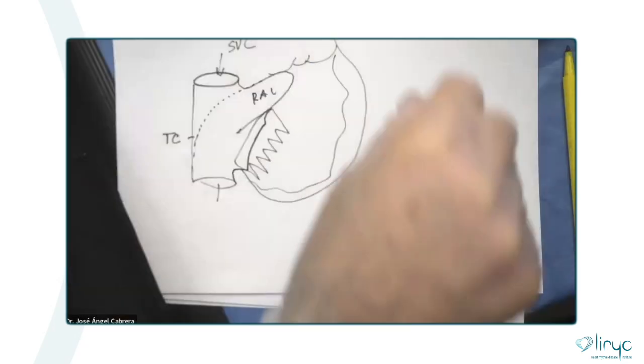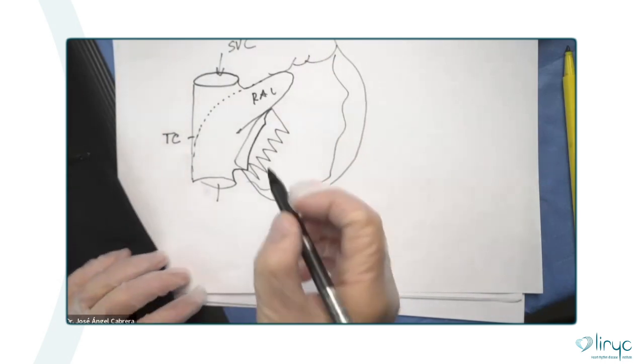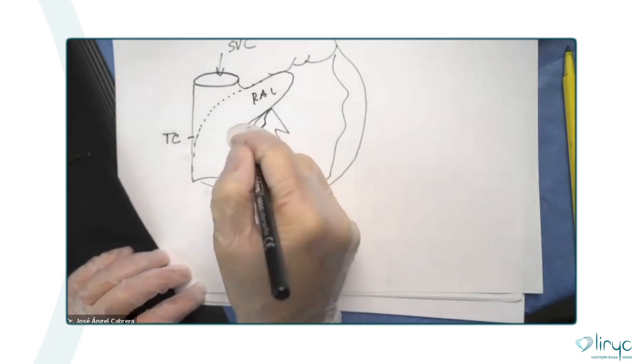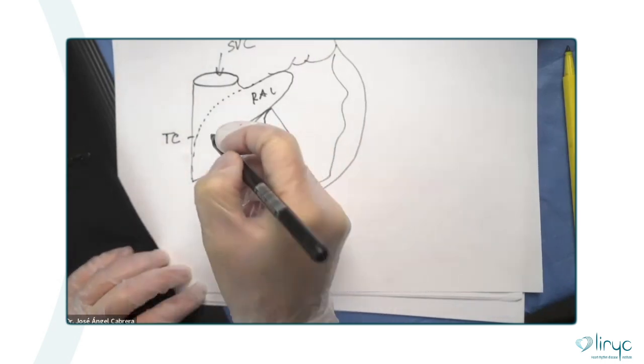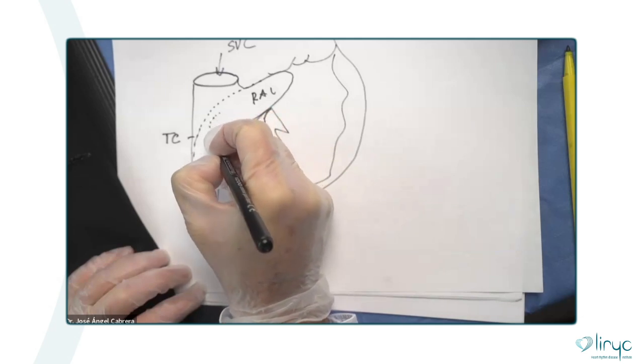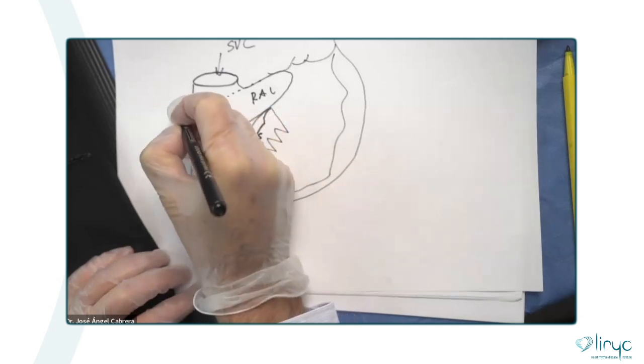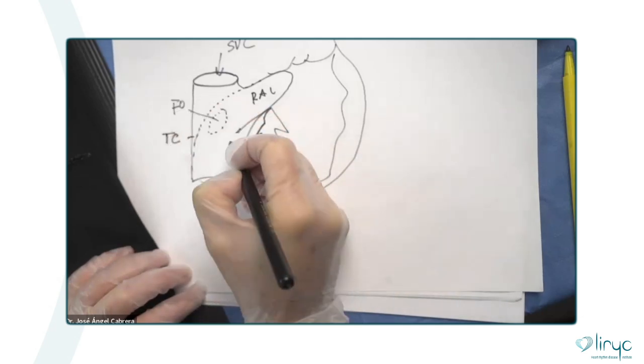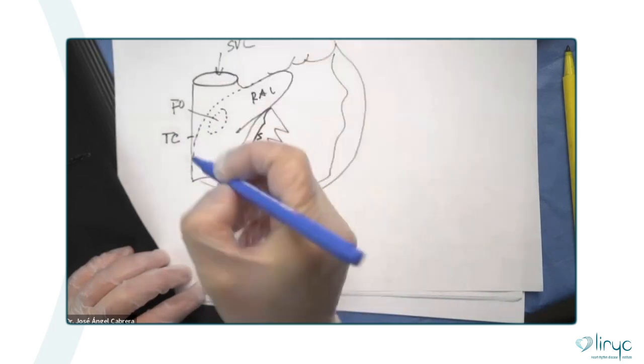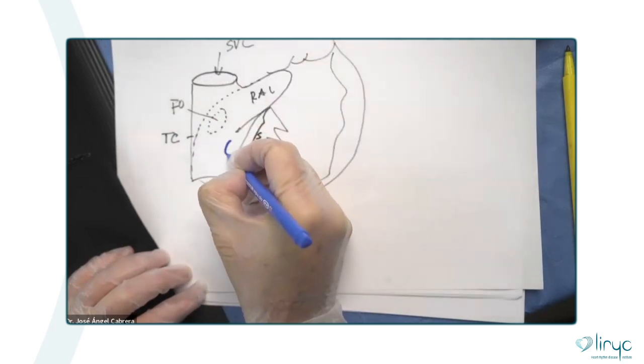Let's go again to the drawing. Here you see this is the septal leaflet of the tricuspid valve, and we can identify the fossa ovalis. Fossa ovalis. And you are going to identify the orifice of the coronary sinus.